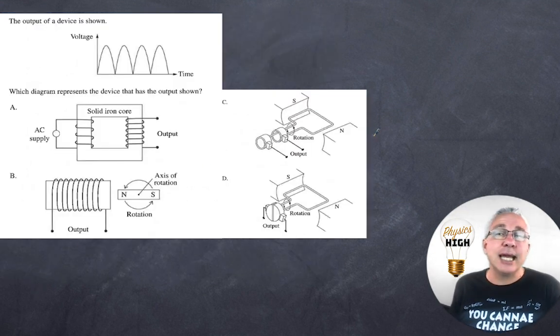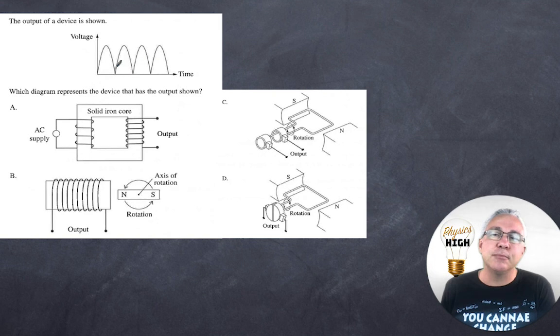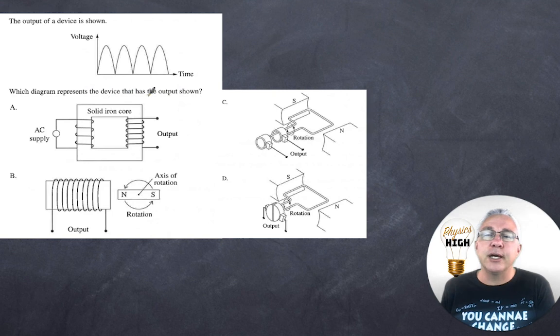Question number 7, the output of a device is shown. And here we have this classic changing sinusoidal pattern, but we only have a positive value. We don't have any negative values here. So which of these diagrams have the output as shown? Well, this is a transformer. If we have an AC supply in, we have an AC supply out. This is not DC, so therefore A is incorrect.